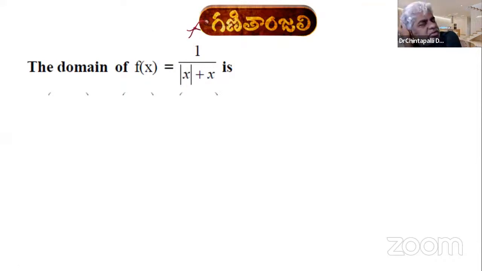Next, what about this question? Which formula is used? 1 by p of x is not defined when the denominator is equal to 0. So the denominator cannot be 0.